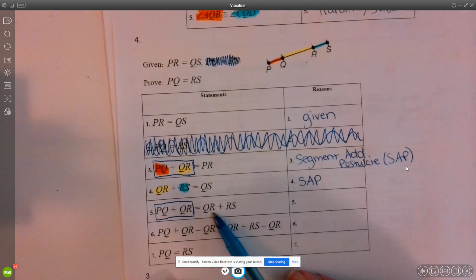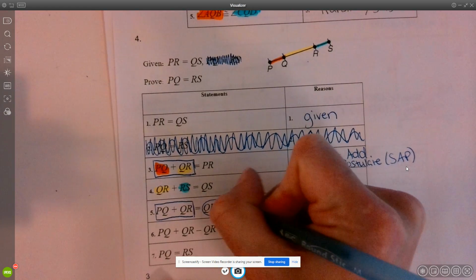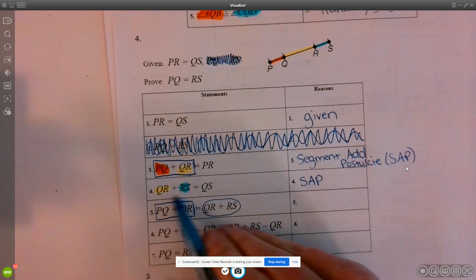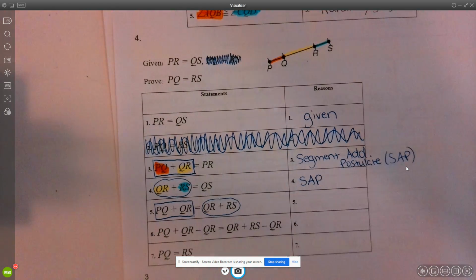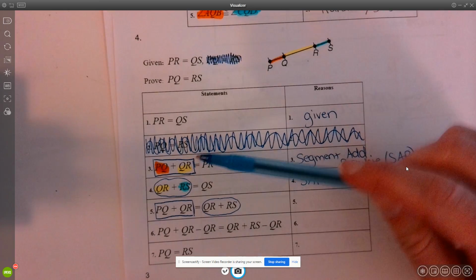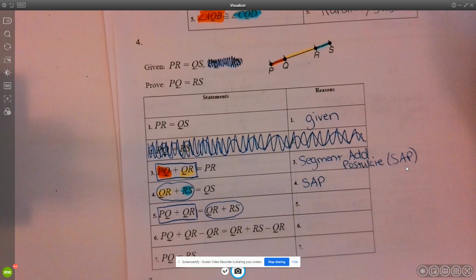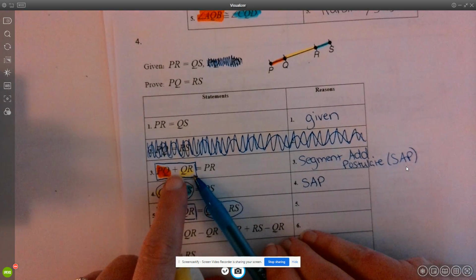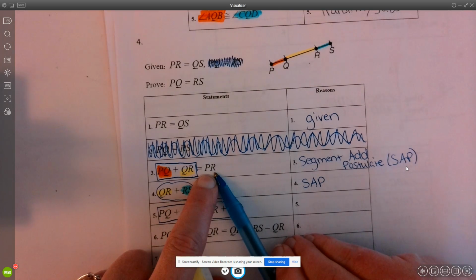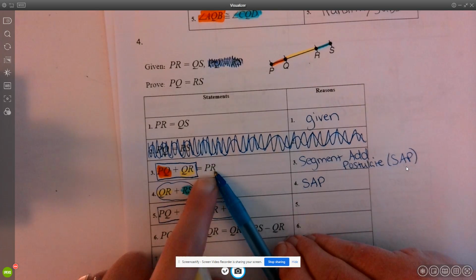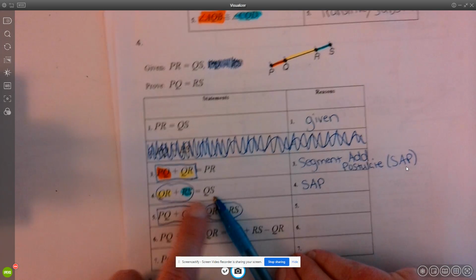I'm going to look at this side of the equation. QR plus RS. Do I see this piece anywhere up above? Well, there it is. So what's happening here? Somehow they're using these statements to say that these 2 things are equal to each other. Let's see if we can try to figure out what they're doing. In statement 3, they tell me PQ plus QR is equal to PR. And in the fourth statement, they're telling me QR plus RS is equal to QS.